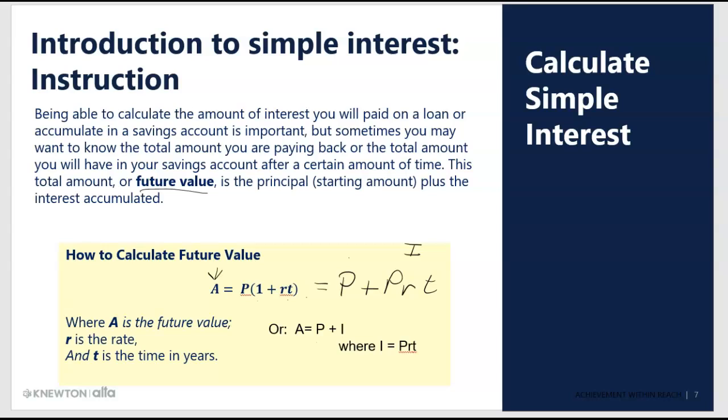Sometimes, you have to read your problem. That's the other thing. You have to read your problem. Sometimes a problem will say, tell me how much interest you make, and all you want is this part of it, and all you're going to do is this. But sometimes it will say, what's the value at the end, and then you want to do this whole thing, or this whole thing. They're the same, okay?